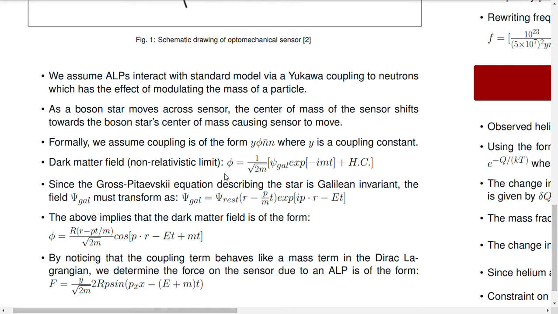Since the Gross-Pitaevskii equation describing the star is Galilean invariant, the field psi must obey this transformation law. And then the above equations imply that the dark matter field in the boson star is of the form shown here. By noticing that the coupling term behaves like a mass term in the Dirac Lagrangian, we determine the force on the sensor due to an ALP is of the form shown here.